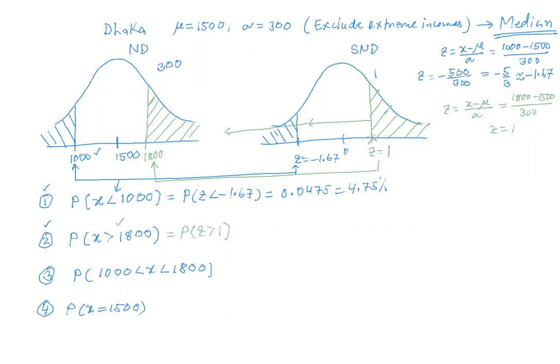All the area under the curve is 100% or 1, correct? So from 1, if you subtract the area to the left, it is going to give you the area to the right. That is to say, probability of Z greater than 1 is the same as 1 minus the probability of Z less than 1. Observe, this is greater than and this is less than.